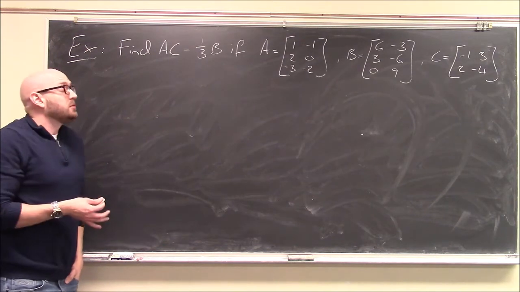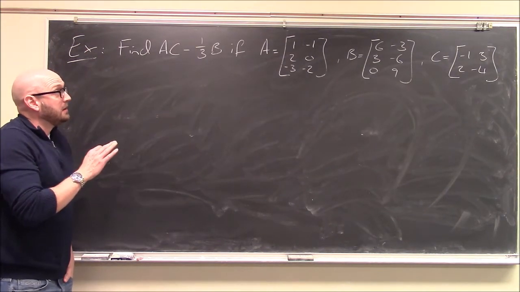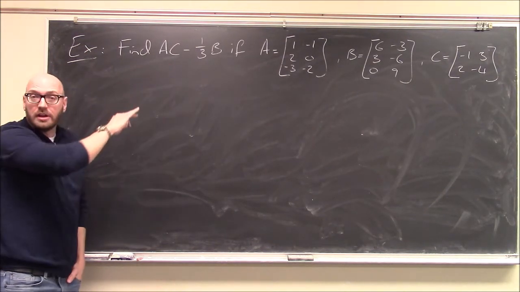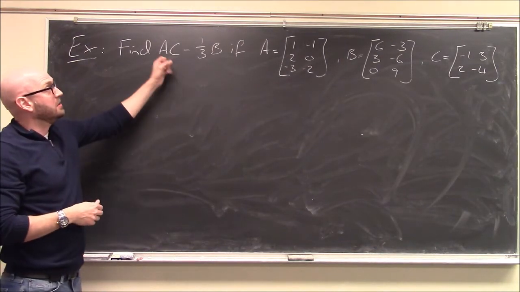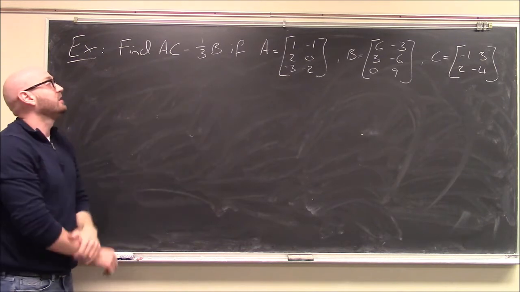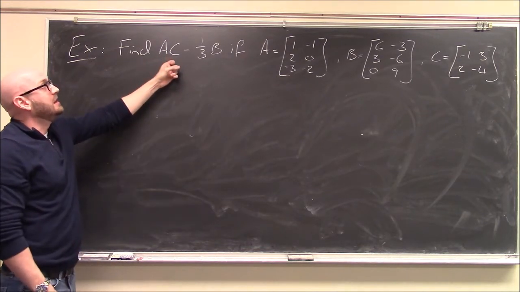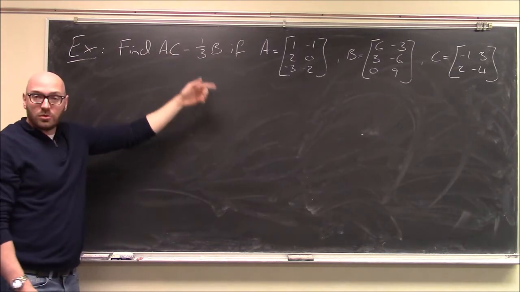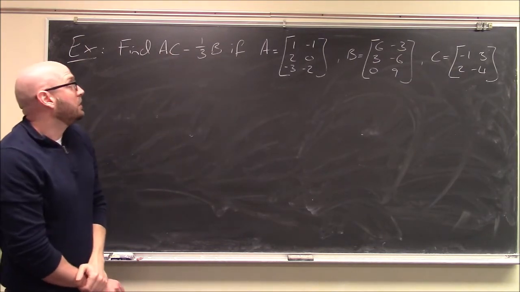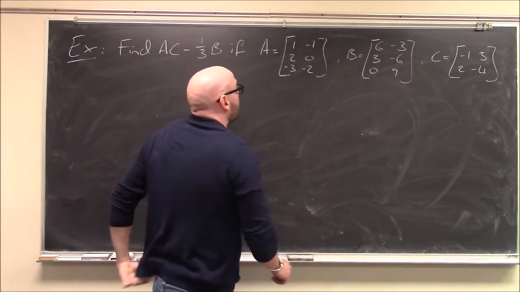So some of these that you'll see for homework, I think, will ask you to compute an expression. You'll have to recognize that you can't compute that expression because of size considerations. Maybe A times C just doesn't make any sense, or maybe A times C is a different size than 1/3 of B, so you can't subtract them, so that doesn't make any sense. So keep an eye out for that, but I think here it will make sense.